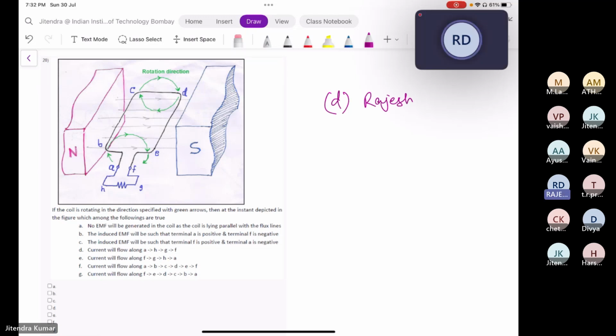Sir, can I explain this question, sir? Definitely, please go ahead. Sir, in this figure, the direction of rotation is given and the direction of field is given. Yes, sir.